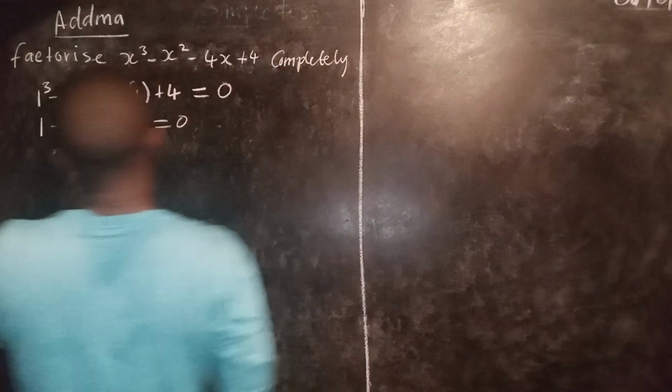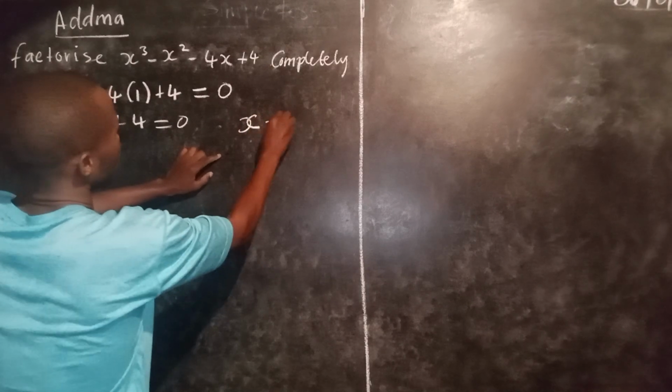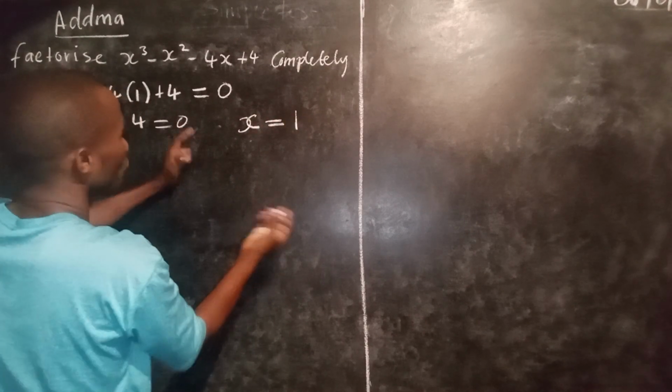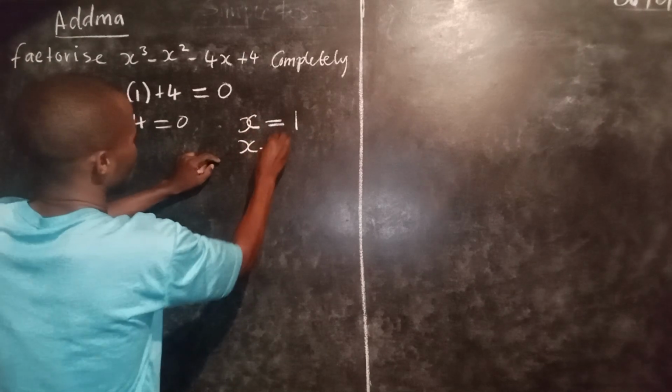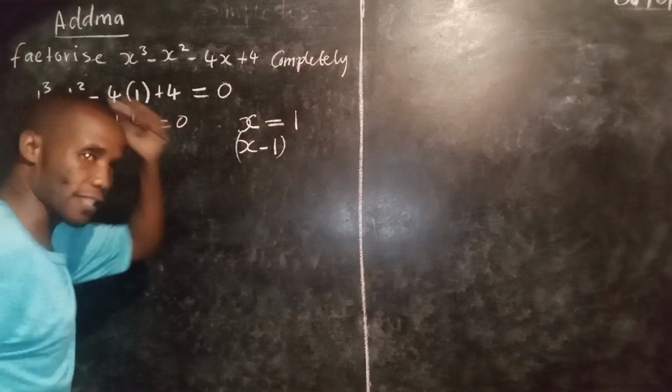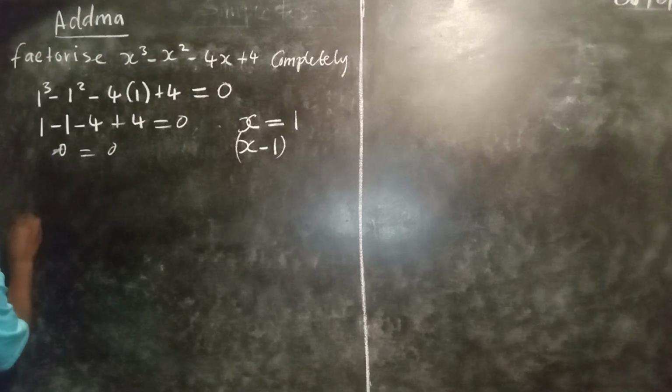So since 1 is our factor, we are going to say x equals 1, which in this case will come to this side, so it will be x minus 1. So this is our first factor. So we are going to use this same one. So let's use now the long division.